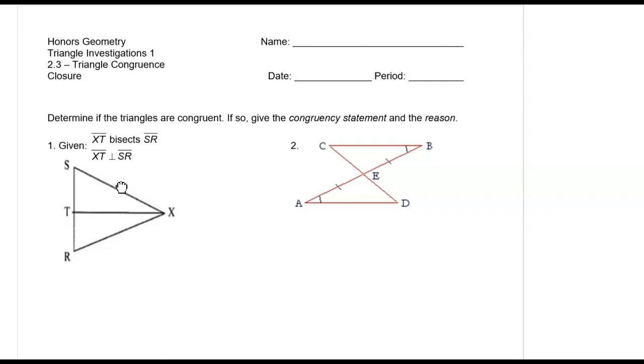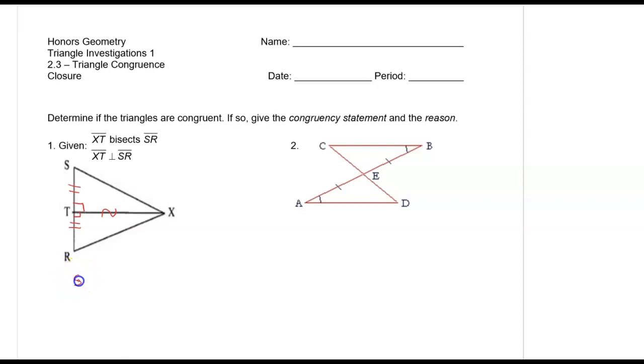Number 1, we know XT bisects SR, so mark the diagram so segments are congruent. We also know that XT is perpendicular to SR. Therefore, we have two right angles at the base here. The third thing we could do is reflexive property on segment XT. So that gets our third and final sentence that we need.